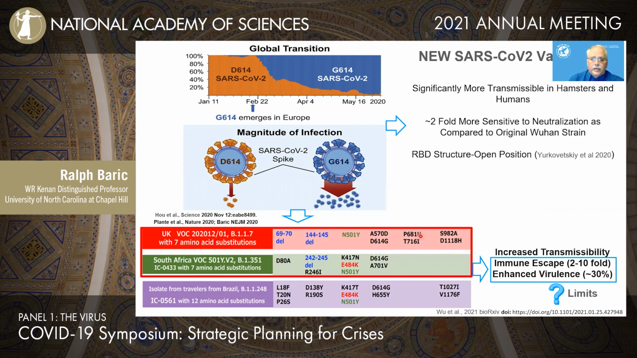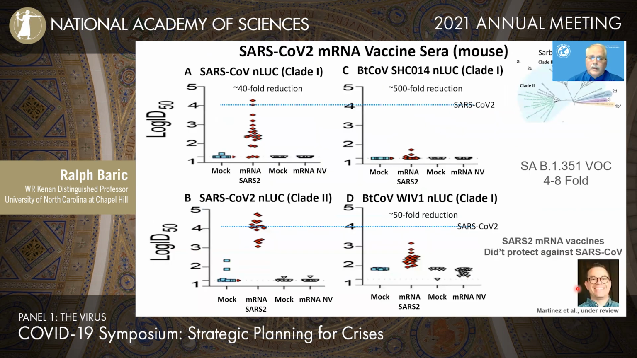We see deletions and point mutations across the spike glycoprotein, as you would expect, but what we don't know is what are the limits of these phenotypes. Well, one way to look at this was done by David Martinez in my lab.